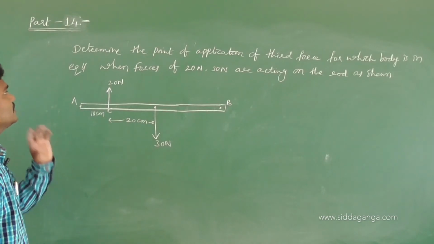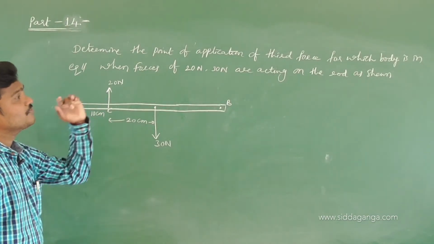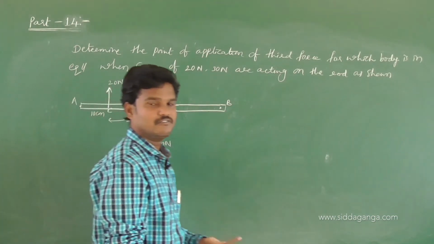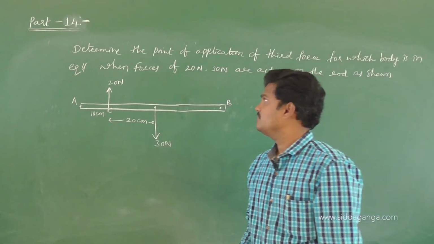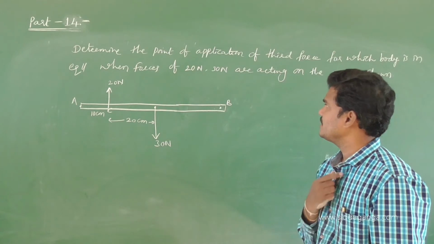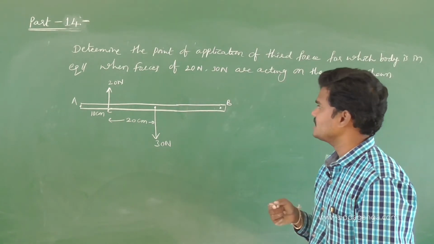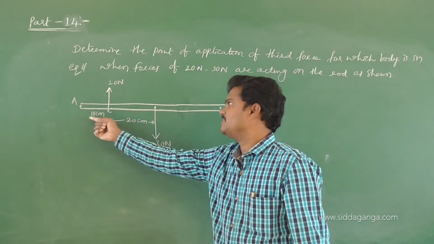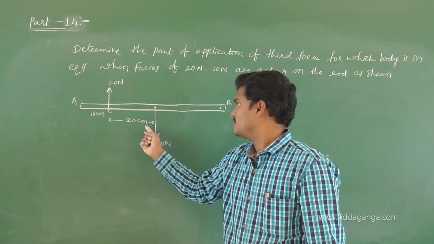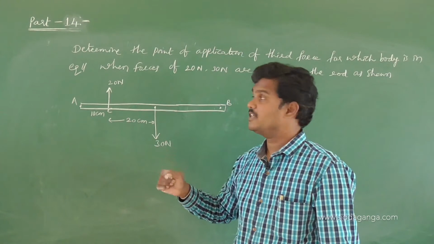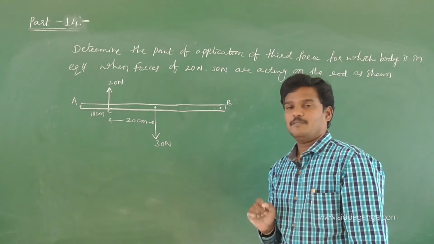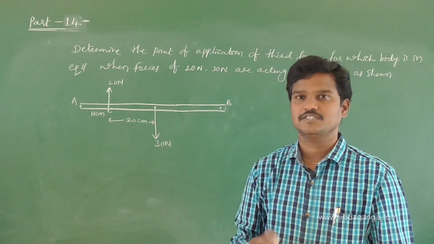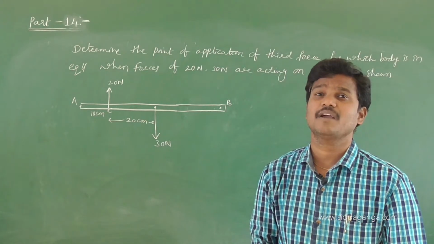Read the question twice. Determine the point of application of third force for which the body is in equilibrium. Nothing is mentioned means the body is in mechanical equilibrium. So, the body is in equilibrium when forces of 20 Newton, 30 Newton are acting on the rod as shown in figure. See the given diagram. Draw the diagram. 20 Newton is acting at 10 centimeter from A and 30 is acting at 30 centimeter. Now, at what place you have to apply a third force so that net force is 0 and net torque is 0, because the rod is in mechanical equilibrium.